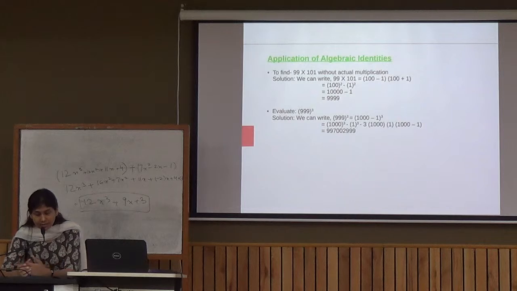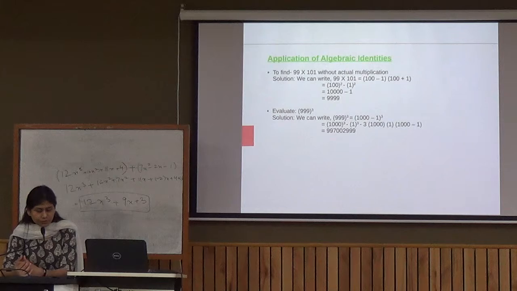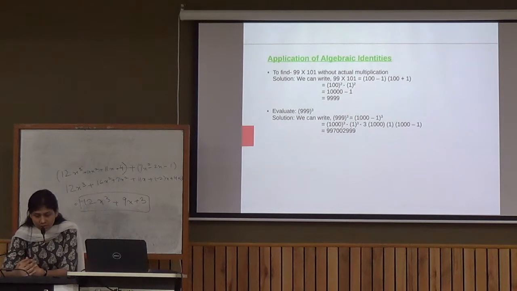So you can see here that algebraic identities quicken our process of finding the result without actual multiplication, which is lengthy and tiresome. Similarly, if we need to find the cubic value of 999, we can simply use the formula (a minus b) whole cube to find the result.